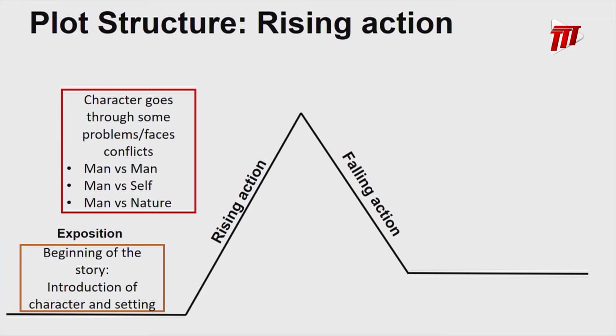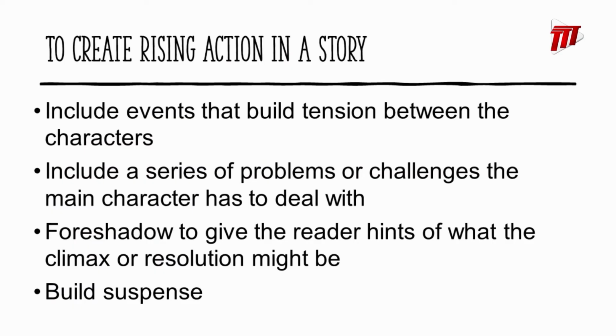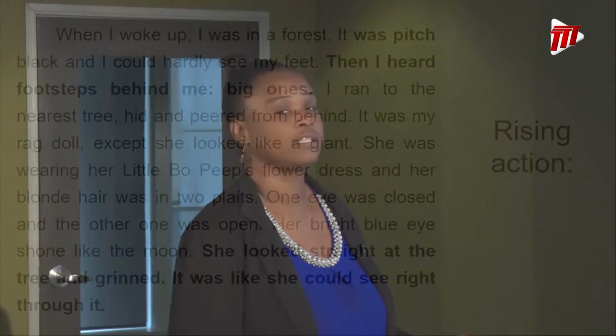Now we are going to look at the rise in action. To create rise in action in a story, we must include events that build tension between the characters. We must also include a series of problems or challenges the main character has to deal with. We also can look at foreshadowing to give the reader hints of what the climax or the resolution might be. And lastly, we must build suspense.